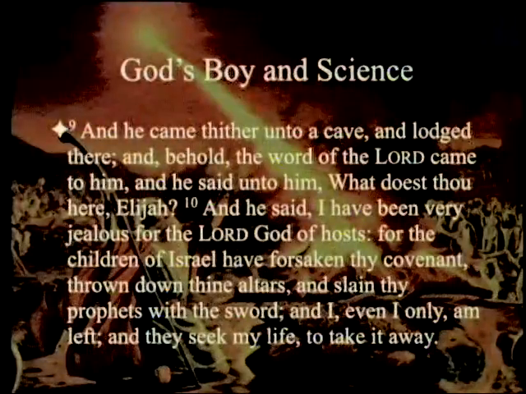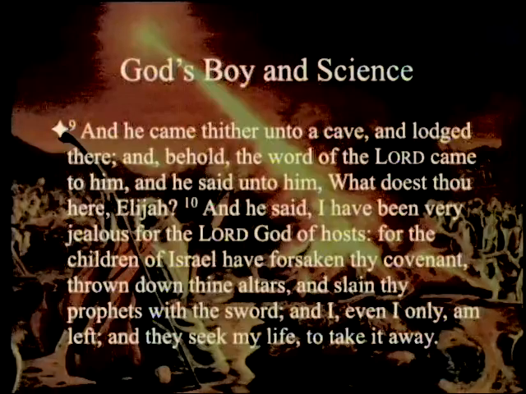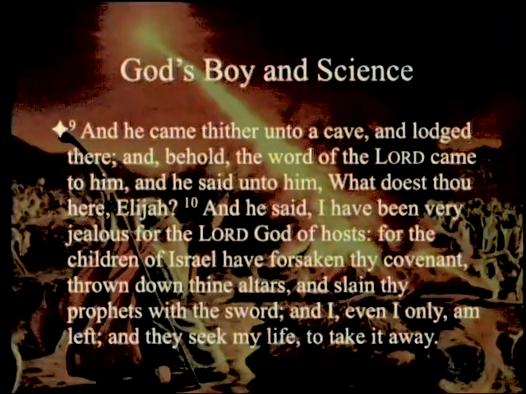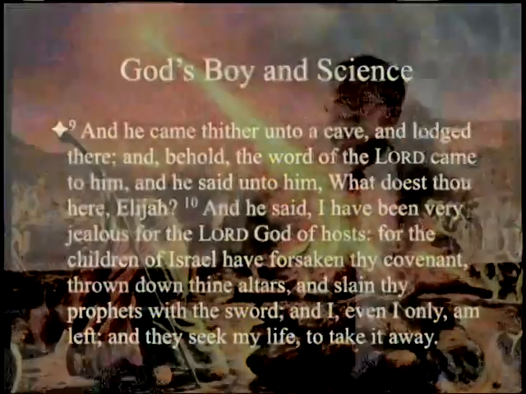And he came thither unto a cave and lodged there, and behold, the word of the Lord came to him, and he said to him, what are you doing here, Elijah? And he said, I've been very jealous for the Lord God of hosts, for the children of Israel have forsaken thy covenant, thrown down thine altars, and slain thy prophets with the sword, and I, even I only, am left, and they seek my life to take it away. Now, as we know, he was wrong. But I want you to know how he felt inside. It looked like to him that there was nobody else that was really faithful.